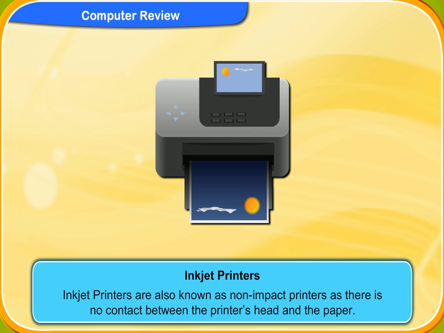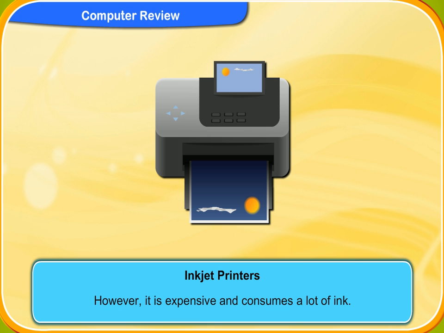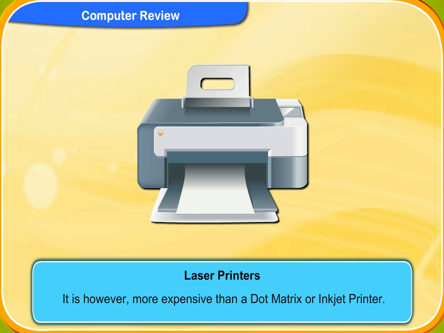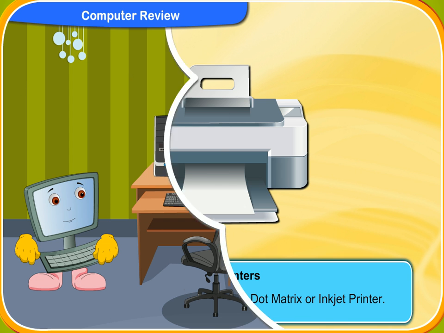Inkjet printers are also known as non-impact printers, as there is no contact between the printer's head and the paper. However, it is expensive and consumes a lot of ink. Laser printers use laser beams to print on paper. It is faster than dot matrix or inkjet printers. It is, however, more expensive than a dot matrix and inkjet printer.